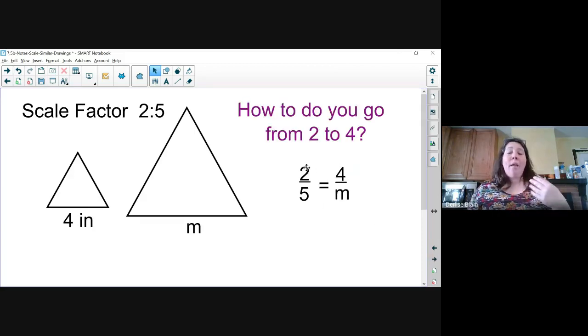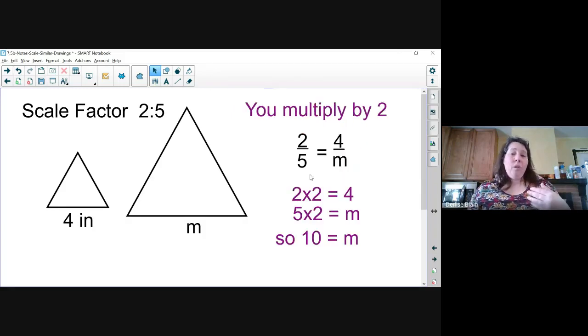So I look at it. How do I go from 2 to 4? Well, I multiply it by 2. So if I multiply the top by 2, I have to multiply the bottom by 2. So 5 times 2 is 10. So again, the variable m is equal to 10.